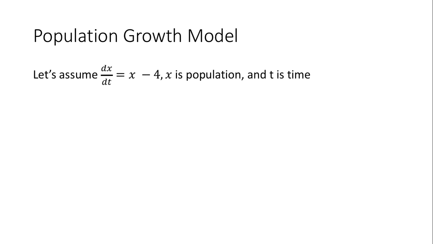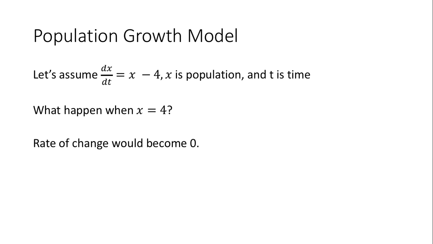In the real world, it is pretty popular, used in the population growth model. Let's assume x is our population and t is time, and dx/dt is the change of population with respect to time. Let's say it's x minus 4. So when x is equal to 4, the rate of change will become 0. x equal to 4 is called the critical point, and we call it c.